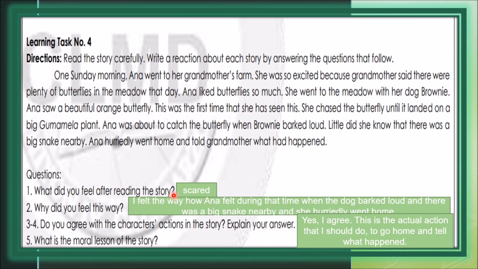Then for learning task number 5, you're going to read the stories below. Write a reaction about each story by answering the questions that follow. Do this in your notebook. So A, let us read all together.